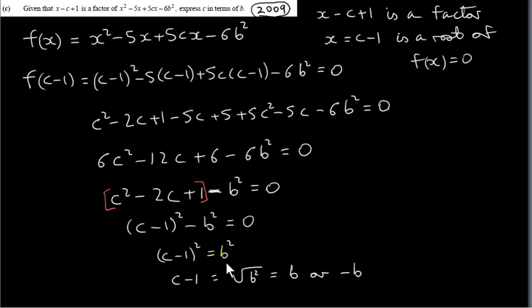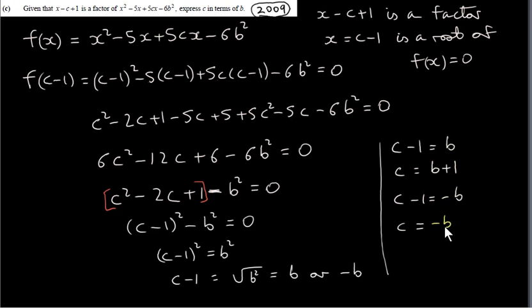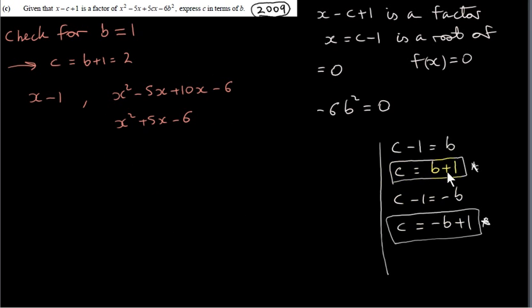c minus 1 squared is b squared, so to get c minus 1 we take the square root of b squared. And there are two values to that. It's either plus b or minus b. So if c minus 1 equals plus b, we get c equals b plus 1. If c minus 1 equals minus b, we get c equals minus b plus 1. So there are two equations connecting c and b.